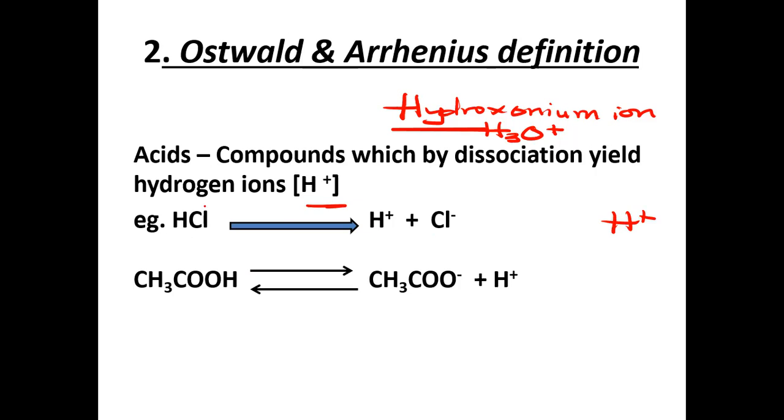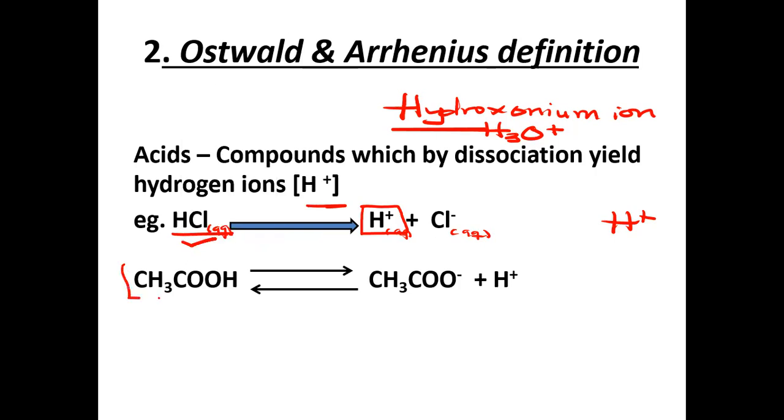Let's look at the example down here. We have HCl again, and this HCl is able to break down. So in an aqueous solution, it's able to break down into H+ and then Cl-. So once it was able to break down to give us H+, then HCl, according to Ostwald and Arrhenius, qualifies to be an acid.